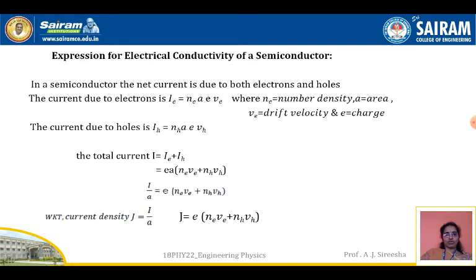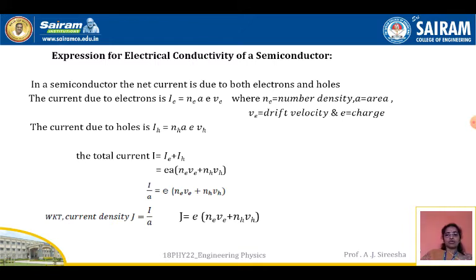Now we are going to derive the expression for the electrical conductivity of a semiconductor. Here in a semiconductor we have seen that the conductivity is because of electrons as well as holes. In a semiconductor the net current is due to both electrons and holes. The current due to electrons is Ie, it is Ne A Ve e. That means Ne is the number density of electrons, A is the area, Ve is the drift velocity of the electrons and e is the charge.